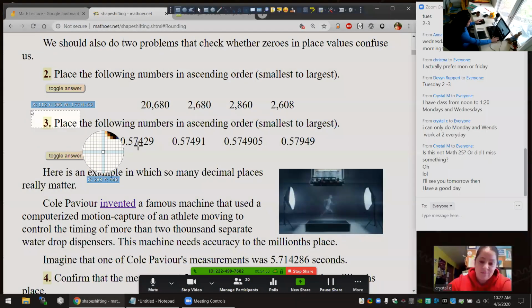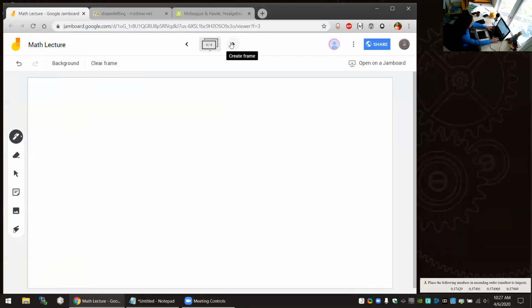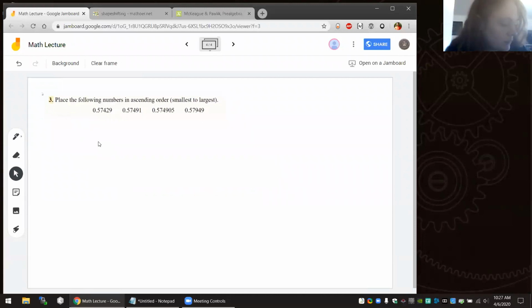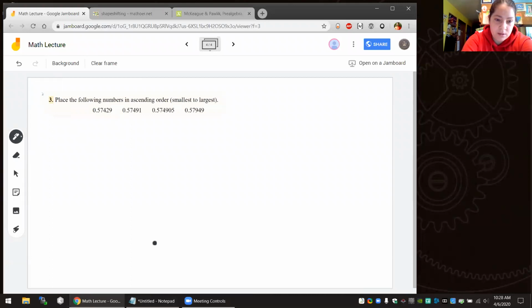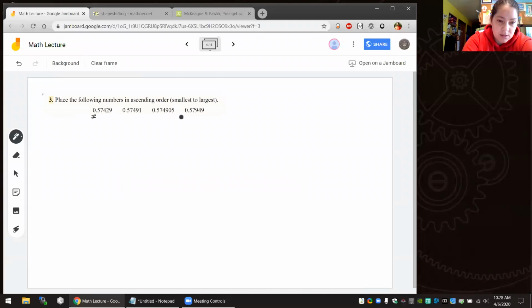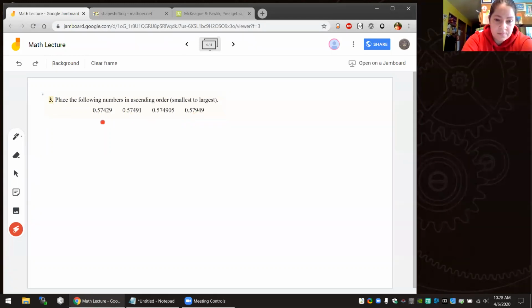Okay, this one tricks more people. It's exactly the same process. It's just decimals, panic. So which one of these is biggest? 0.57949. Okay, so I'm starting at the biggest digit. They're all 0 in front. That doesn't help. Then I will go to the tenths. They're all 5s. That doesn't help.